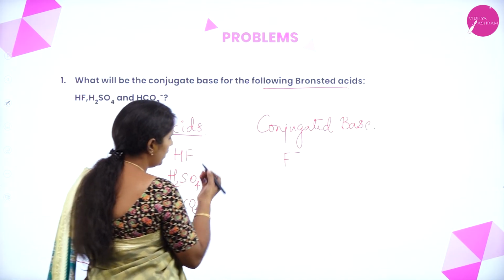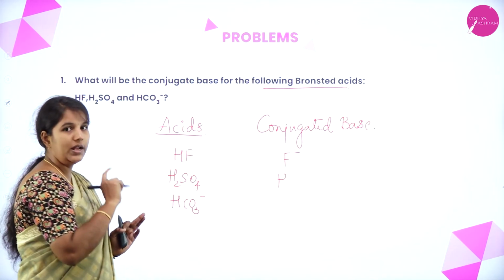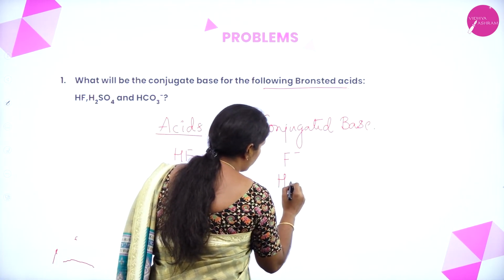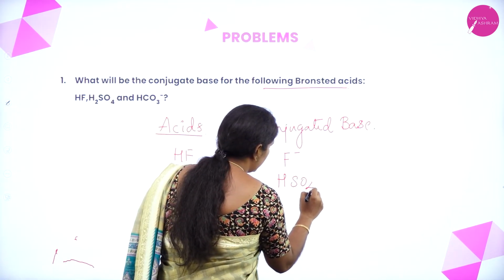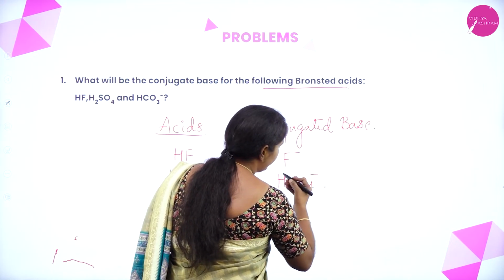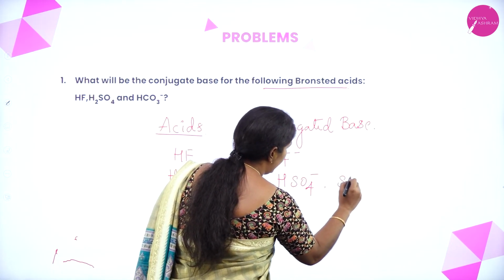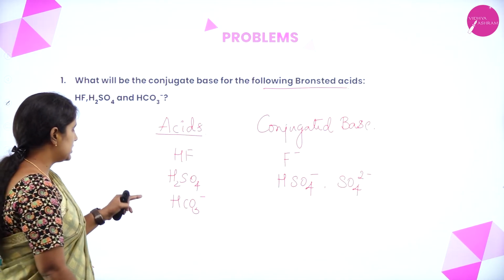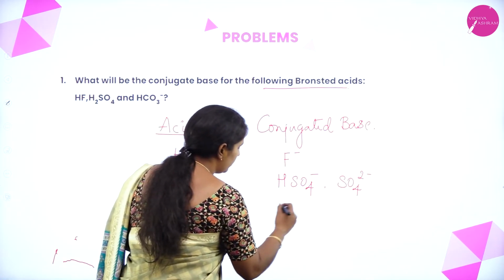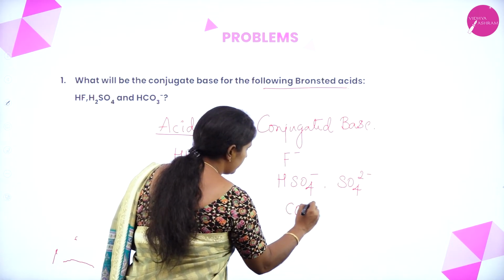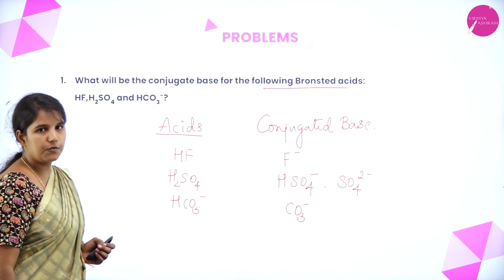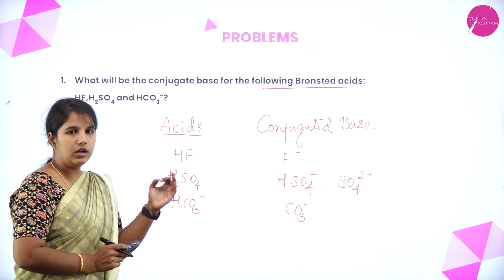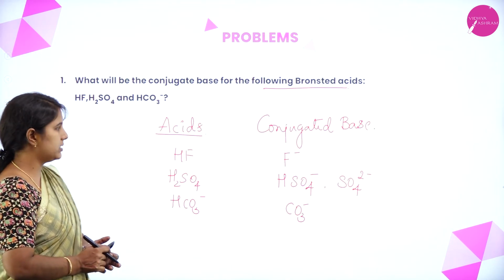In H2SO4, it can lose how many protons? It can lose 2 protons. With 1 proton lost, I'll write HSO4 minus. If it loses 2 protons, you can write SO4 2 minus. Next, HCO3 minus, after losing 1 proton, will become CO3 2 minus. This is how an acid loses its proton to become a conjugate base.